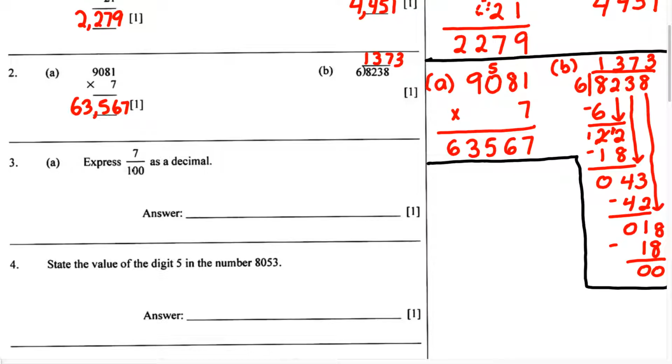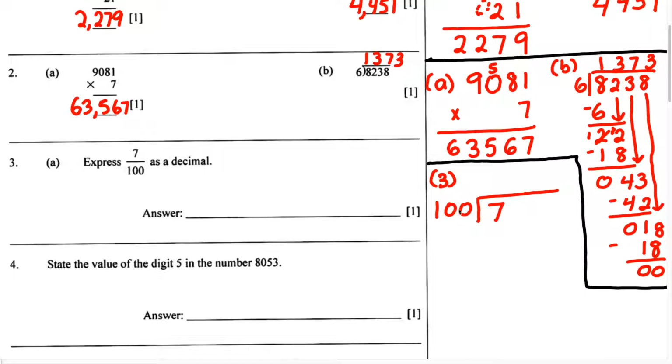Now to change a fraction into a decimal, we're just going to divide the numerator by the denominator. Therefore, we're just going to set this up as a long division problem. And when we set this up as a long division problem, we know 7 is going to be the dividend, so that's going to go on the inside. And 100 is going to be the divisor, and that's going to go on the outside. And now we're just going to divide.